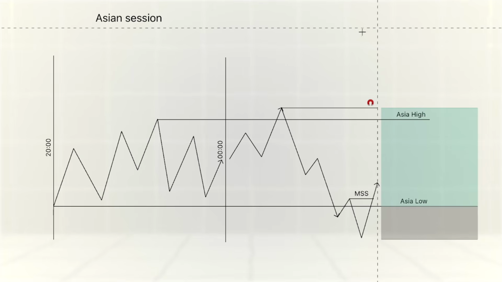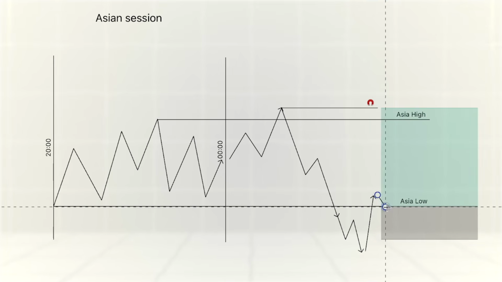From there, we place our stop loss below the low and target the swing high that formed earlier. That swing high will act as our draw on liquidity. This is our liquidity objective, and that is what we aim for. In this particular example, the trade offers a 3-to-1 risk-to-reward ratio. This illustrates the market structure shift entry model.